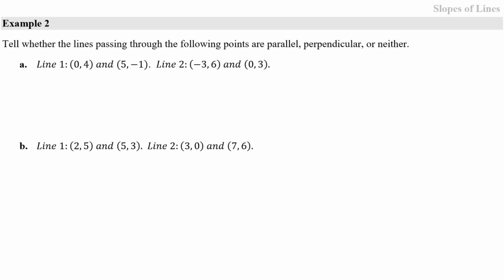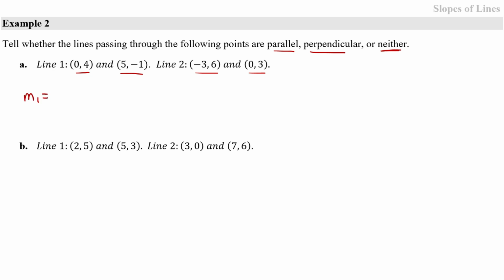All right, for example number 2, it says, tell whether the lines passing through the following points are parallel, perpendicular, or neither. Okay. So remember, if this line passes through these 2 points, and this line passes through the 2 points, they're going to be parallel if they have the same slope, perpendicular if they have negative reciprocal slopes, and if their slopes are neither of those, then they're neither parallel nor perpendicular. Okay? So what we have to do is find the slopes of both lines.